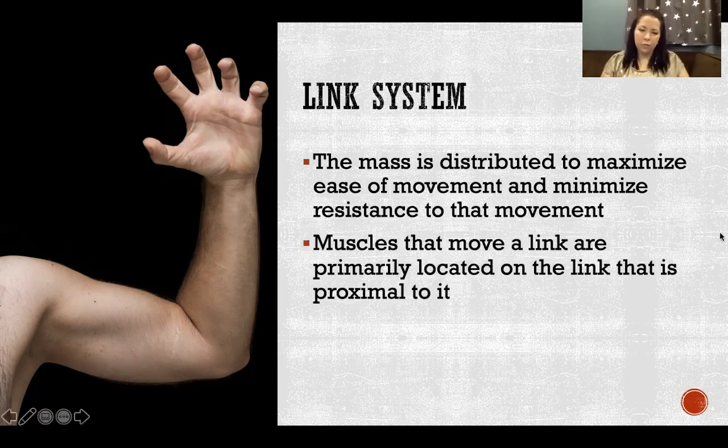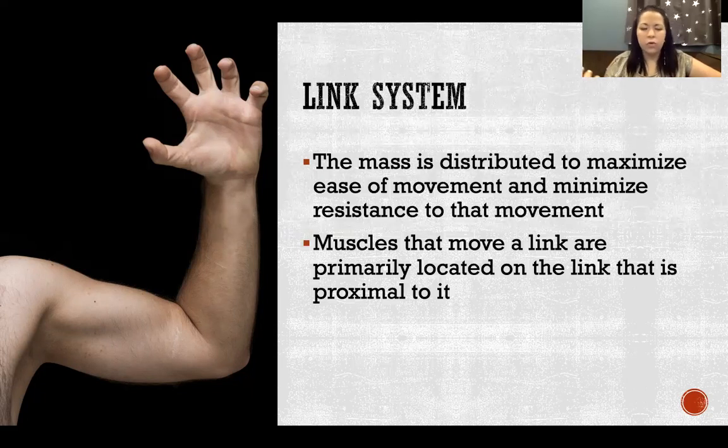So muscles that move a link are primarily located on the link that's proximal to it. That's not an absolute rule. That's not always true, but for the most part, our muscles that move the glenohumeral joint are going to be on the chest and back. The muscles that move the elbow are in the upper arm. The muscles that move the wrist are in the forearm. Again, that's not absolute. We can come up with exceptions, but for the most part, that's usually how it works.